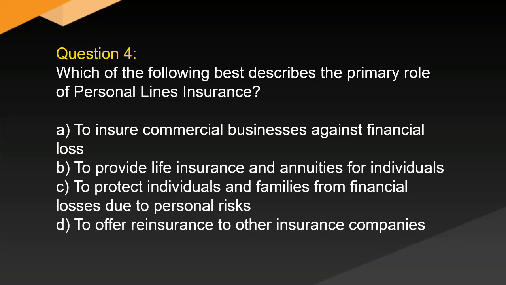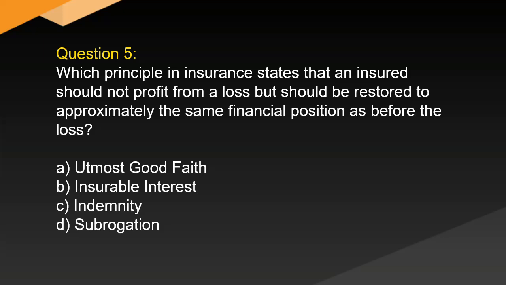Question 4. Which of the following best describes the primary role of personal lines insurance? A. To insure commercial businesses against financial loss. B. To provide life insurance and annuities for individuals. C. To protect individuals and families from financial losses due to personal risks. D. To offer reinsurance to other insurance companies.